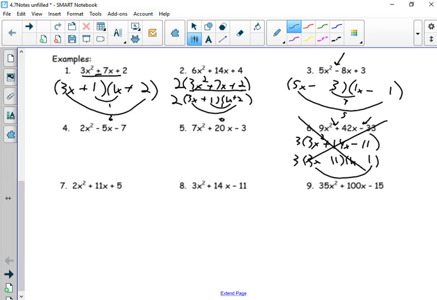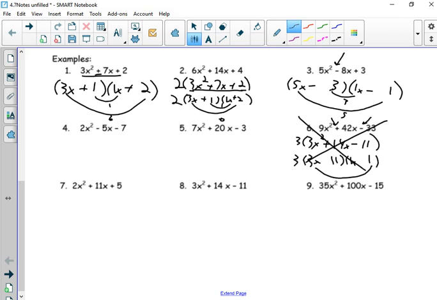X equals negative b plus or minus the square root, the quadratic formula. No, if it's not factorable, we're not going to do that here. I'm just saying if you're trying to solve a quadratic and it wouldn't factor, then we would use the quadratic formula.